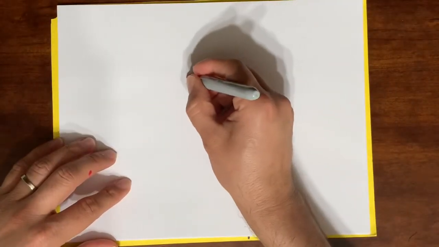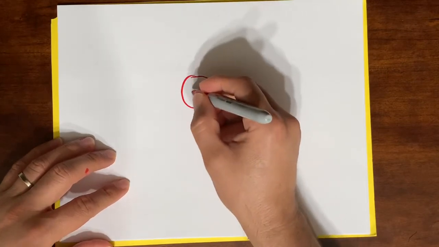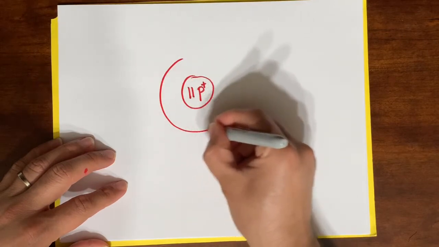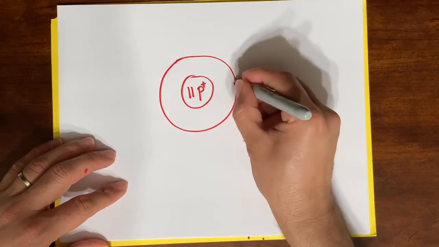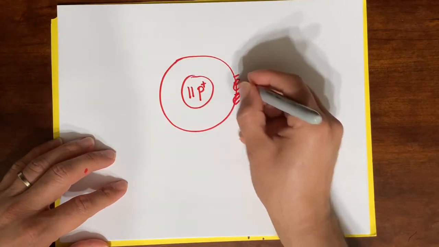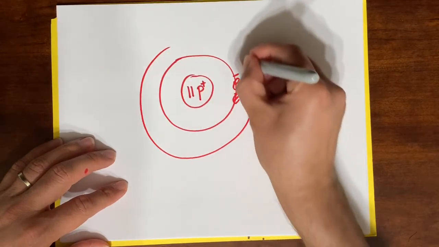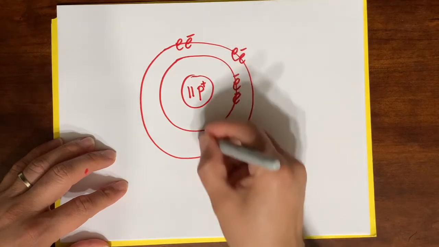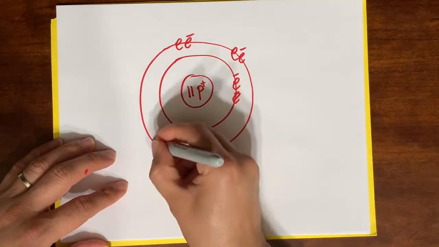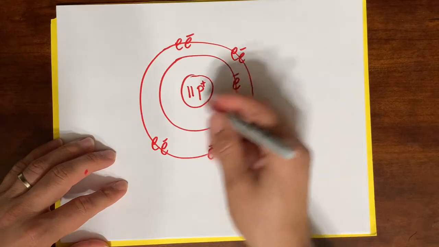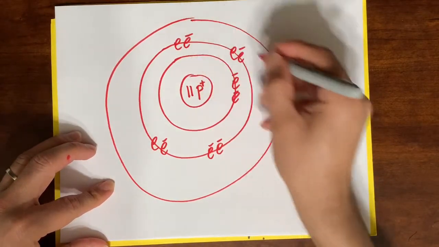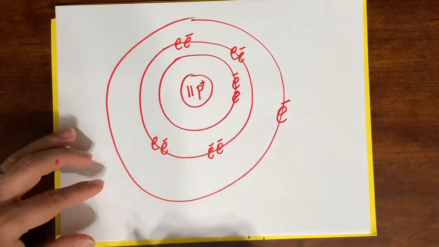For example, you have a nucleus with 11 protons. In the first layer, you will have 2 electrons. In the second layer, you will have 8 electrons. So till now, 10. And in the third layer, we have only 1 electron.